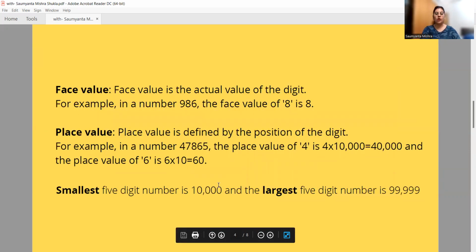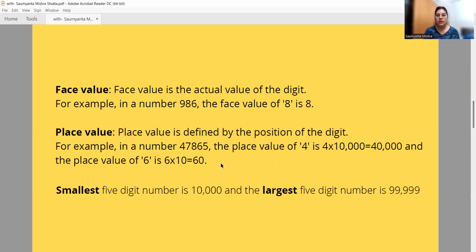Now we have face value and place value. Face value of a digit is that digit itself. Like we have a set of numbers, like we have here 986. So if we have to define the face value of the digit 8, then the face value of the digit 8 will be 8. The face value of digit 9 will be 9, and the face value of digit 6 will be 6.